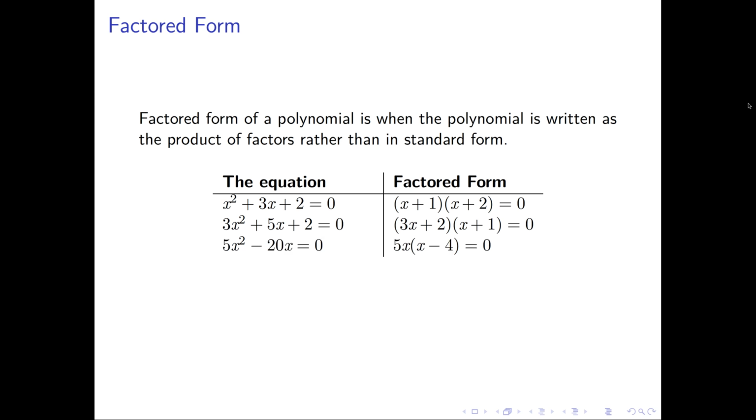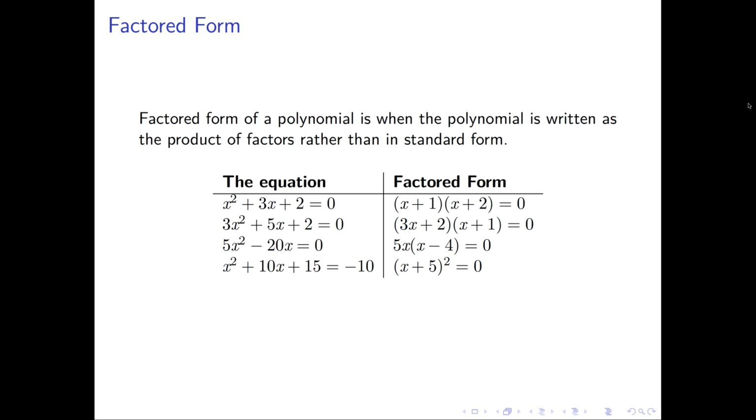Now this one is a little bit different. There's no constant term, but you can still factor into 5x times x minus 4. And as long as you can factor a variable out, that will give you a clue as to how to solve the problem.